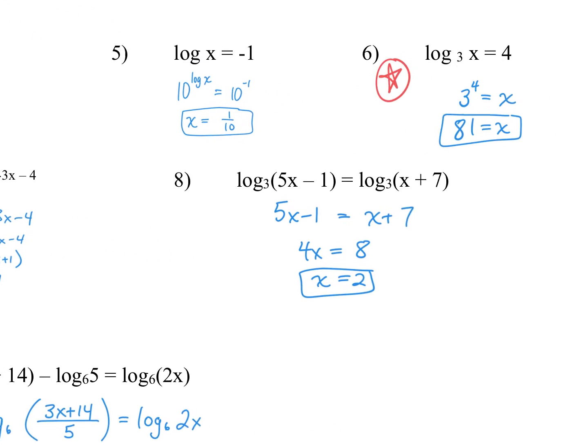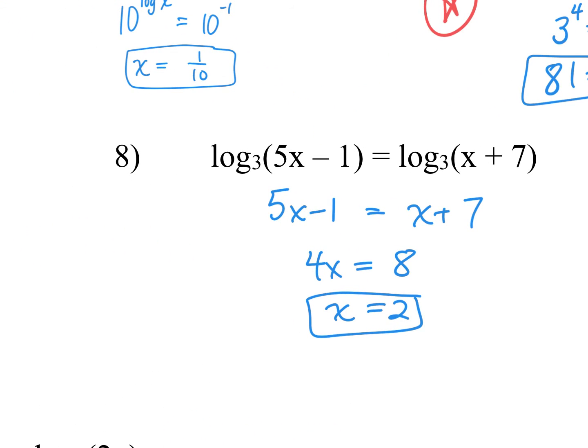Moving on to number 8, again, I have a log with the same base on each side. Really need to have that in order to use this technique, right? A log base 3 on both sides means that we're doing the same thing to these 2 expressions, whatever that operation is. So we can set those quantities equal to each other and solve for x.